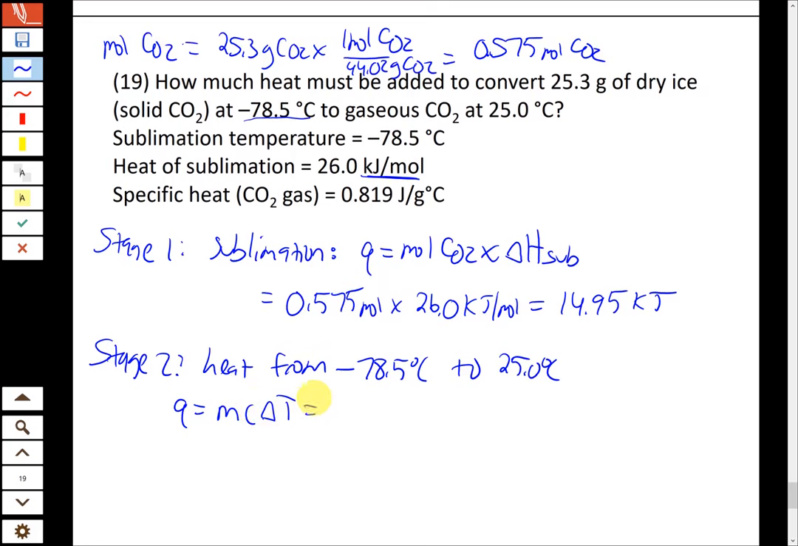In this case, the mass of substance we need is 25.3 grams, directly given to us. We need the specific heat capacity for CO2 gas. Remember that all the different phases, solid, liquid, gas, have different heat capacities, so you have to make sure you use the correct one. Here I only gave you the one for gas, but if we had it for solid, we'd not use that one because we've already converted it to the gas phase by sublimation. So we use 0.819.